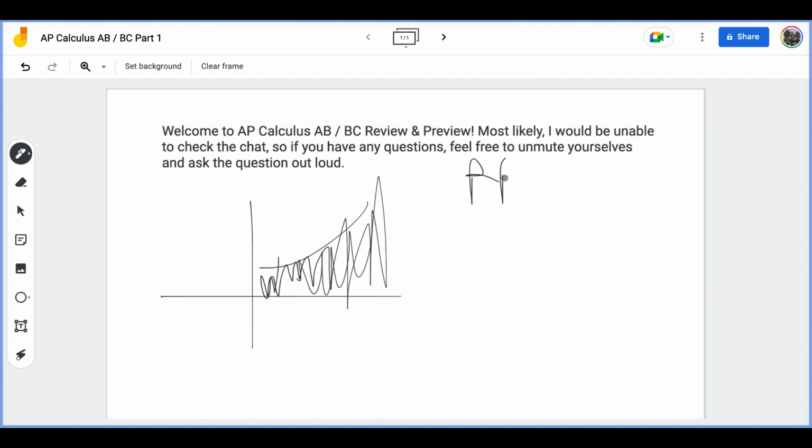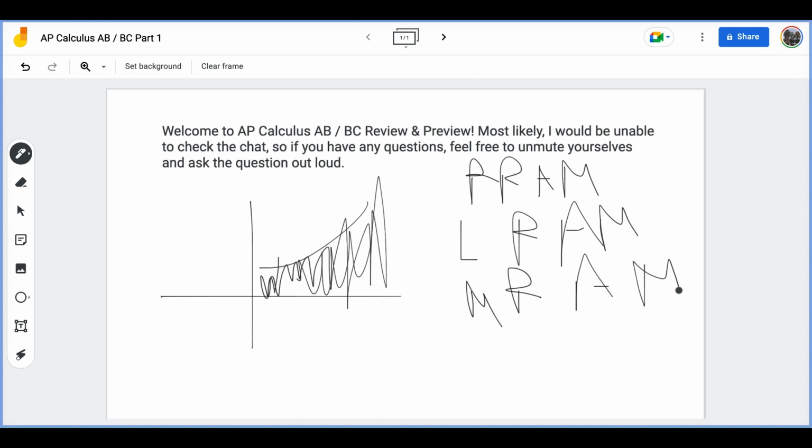RRAM is right rectangle area method. LRAM is left rectangle area method. MRAM is midpoint or mid rectangle area method. And finally we have the unofficially named TEM, which is trapezoid area method. So I won't go into the details of each of these, but as you might imagine, there are different formulas for them.